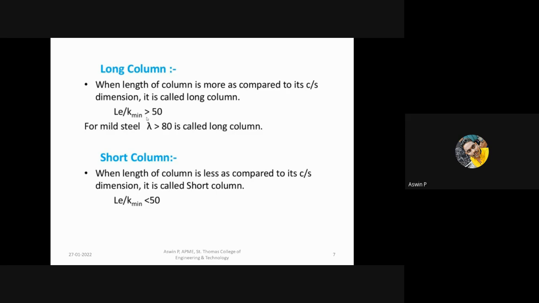So write the heading: short column. When the length of the column is less compared to its cross-section dimension, then it is called a short column. LE divided by K min less than 50.